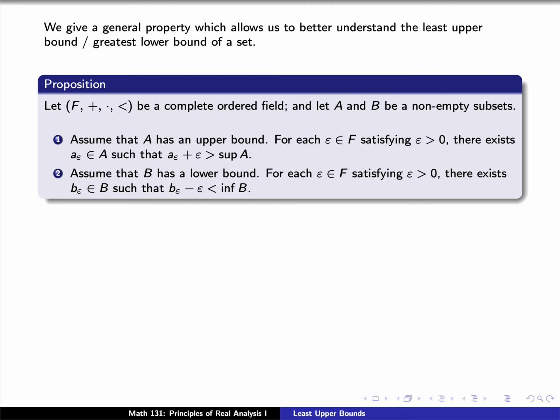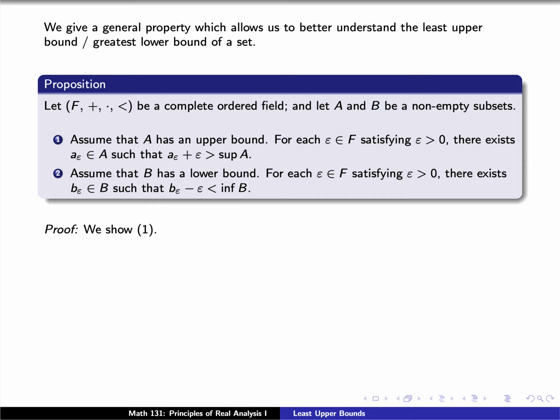Similarly, let's say that capital B has a lower bound. Then for each epsilon in F, satisfying epsilon is positive, there exists an element B sub epsilon in the set capital B such that B sub epsilon minus epsilon is less than the infimum of B. Just like before, the infimum of B need not be an element of the set B, but we can always find an element B sub epsilon in this set that gets as close as we'd like it to get to this greatest lower bound inf of B.